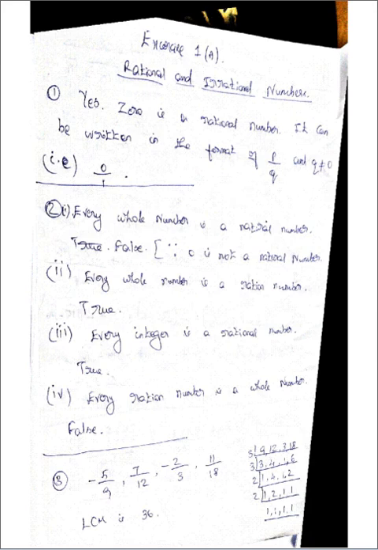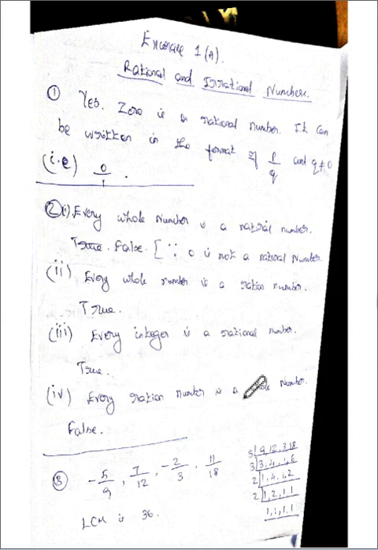The next question: every whole number is a natural number. Whole number includes 0, but natural number starts from 1. So this statement is false. The second one: every whole number is a rational number. Yes, it's true because every whole number, including 0, is a rational number. We can write it in the form of p by q, where q is not equal to 0.